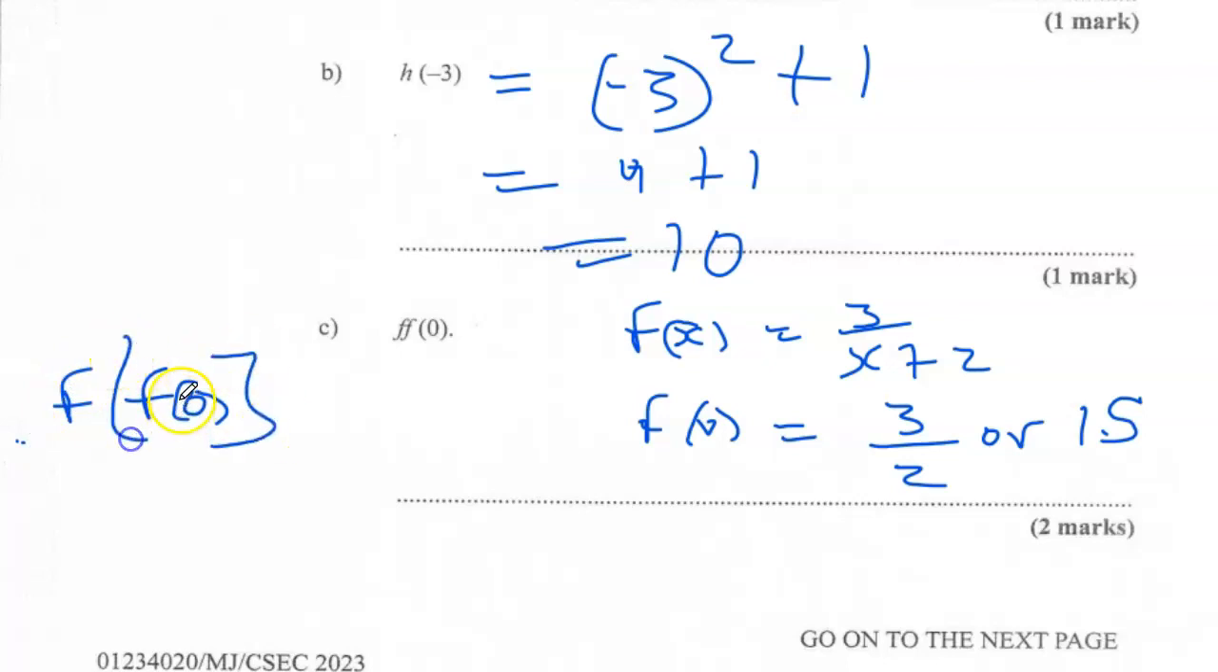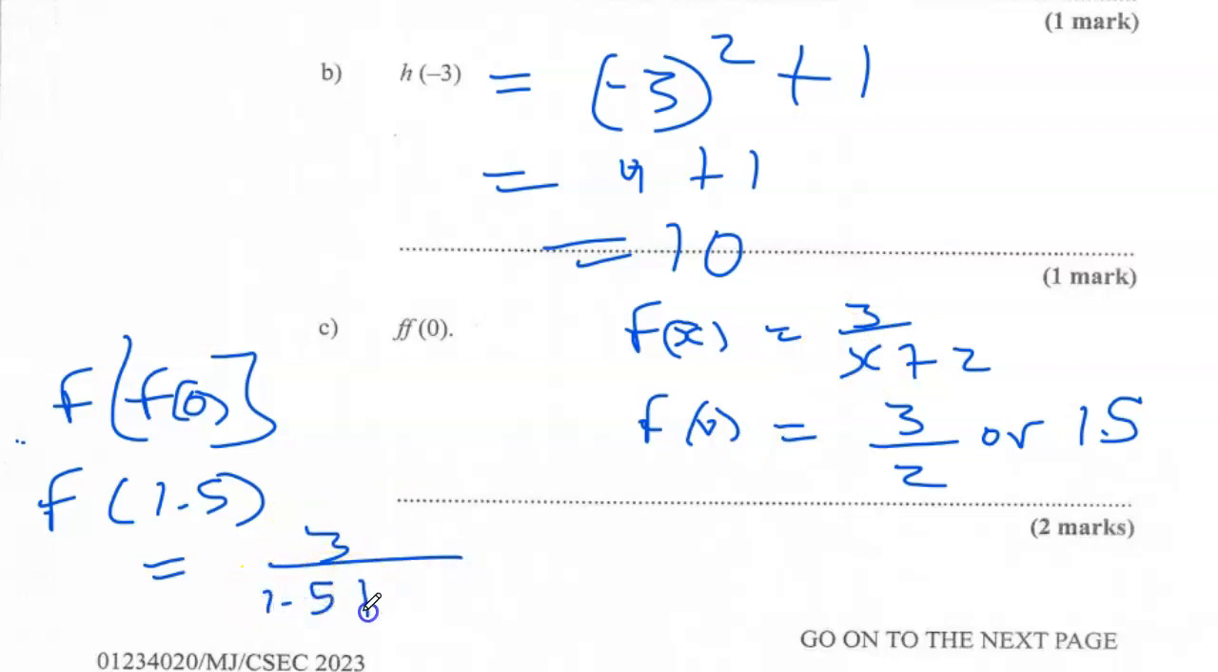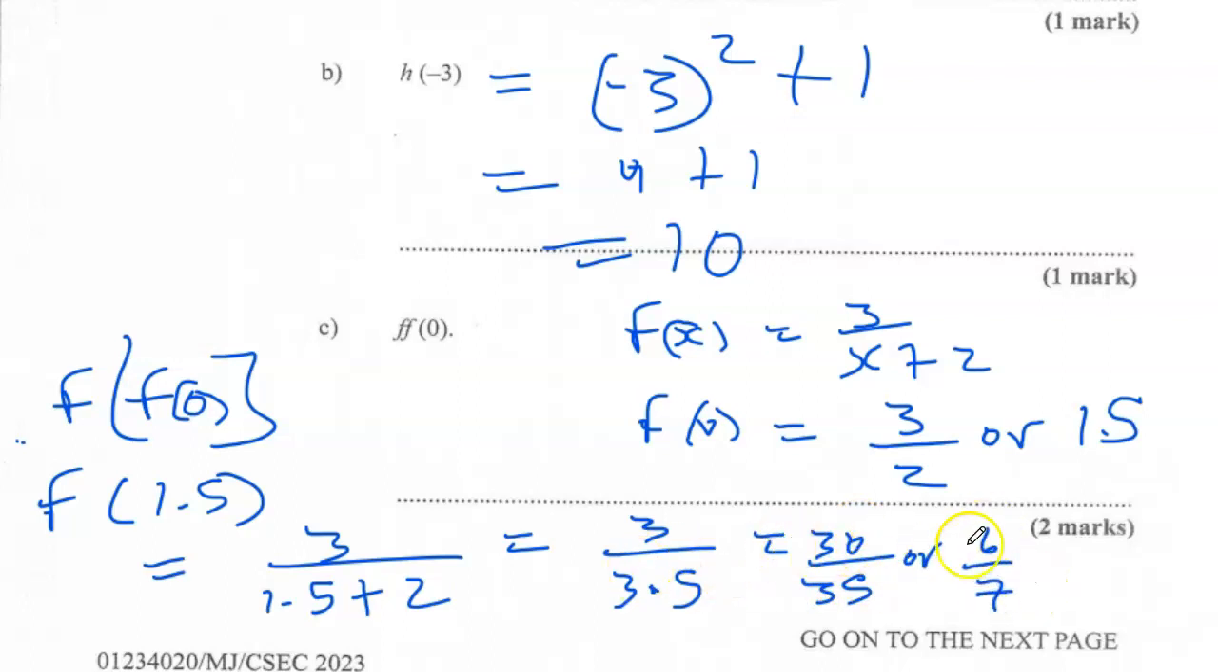f of 0, we just found, was 1.5. So f of 0 is 1.5. If I find f of 1.5, or 3 over 2, same thing, this time you're replacing x with 1.5. So it's 3 over 1.5 plus 2, which is 3 divided by 3.5. We can simplify this: multiply numerator and denominator by 10, that's 30 over 35, and dividing by 5, I get 6 over 7, or anything equivalent.